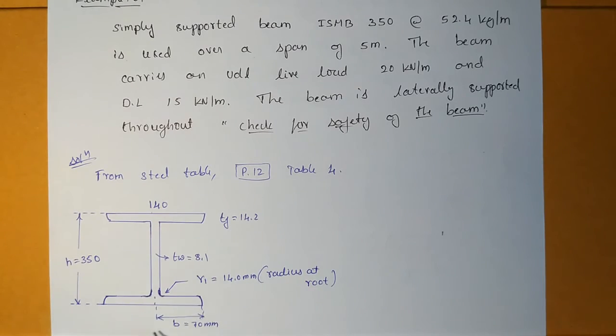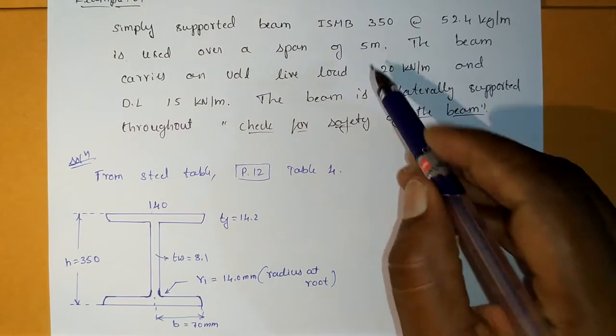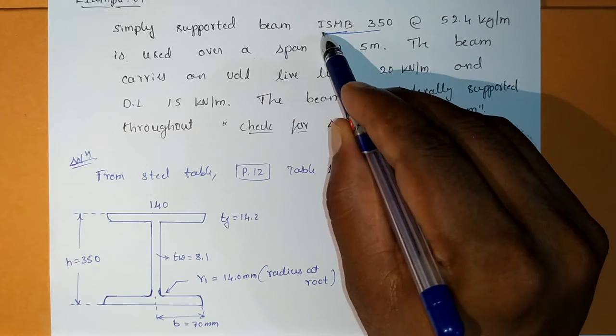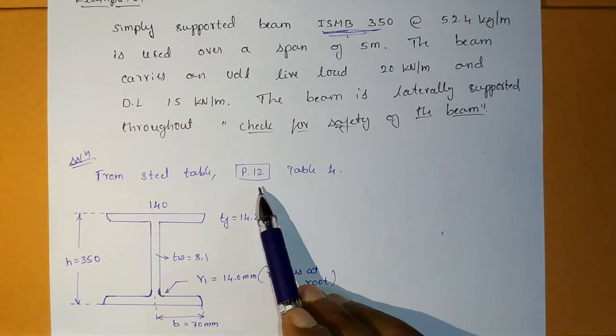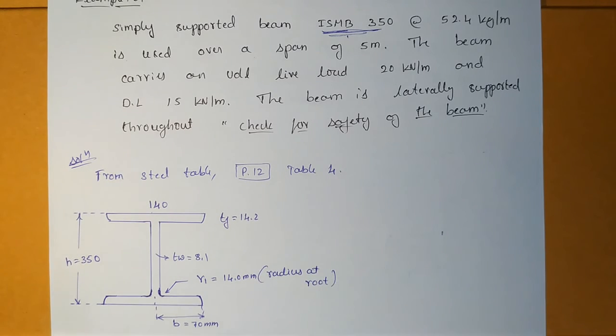These are the geometrical details for the given ISMB 350. Here the width is 140 mm, height is 350 mm, TF is 14.2 mm, TW, the thickness of web, is 8.1 mm, and R1, the radius at root, is 14.0 mm. These details we can get from the steel table, page number 12, table number 4 of the steel table.